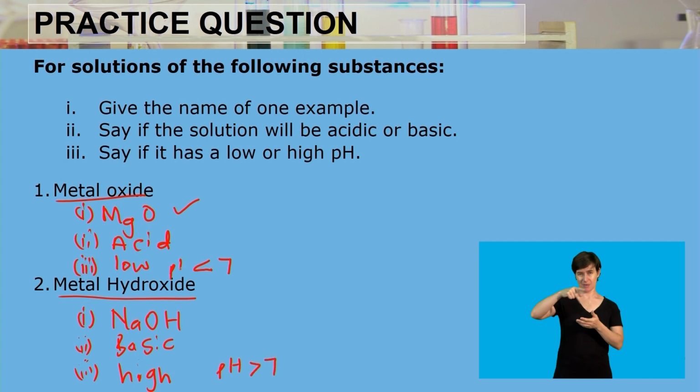So here pH is less than 7. So that's what we have for the metal oxides and also for the metal hydroxides.